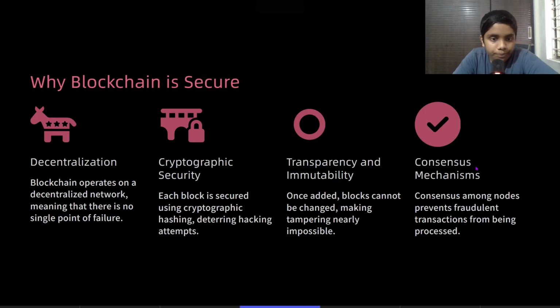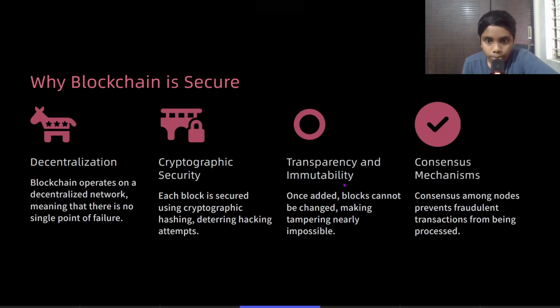Cryptographic security. As I said, every block is secured with a hash code, right? If a hacker tries to change that hash code to make the transaction false, it ruins the entire blockchain. Then the system gets alerted, so it makes hacking nearly impossible.